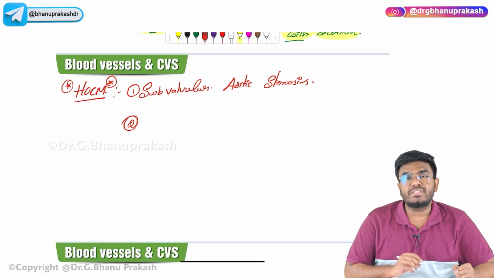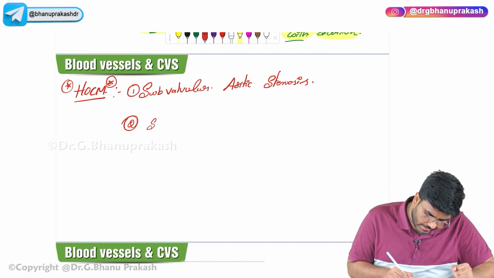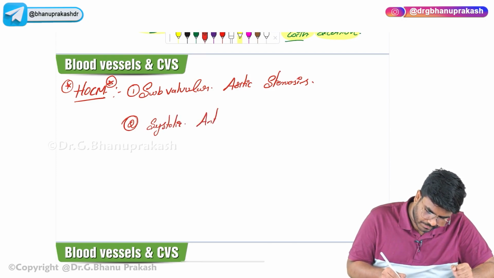Now one more problem which happens in this hypertrophic obstructive cardiomyopathy is systolic anterior displacement.